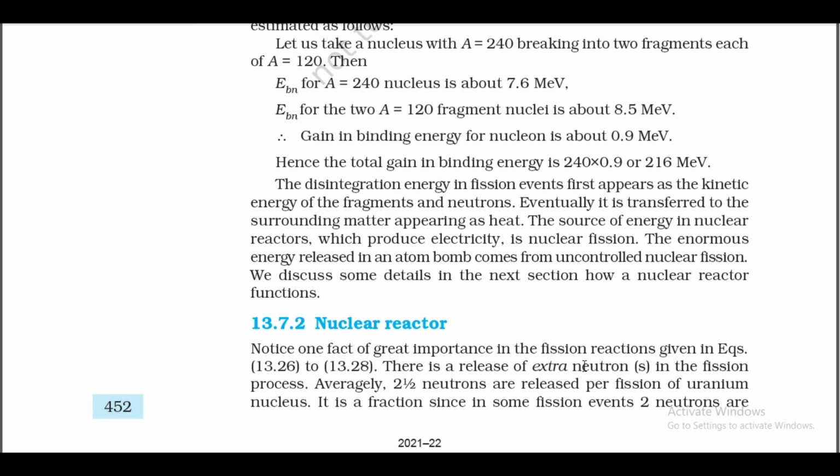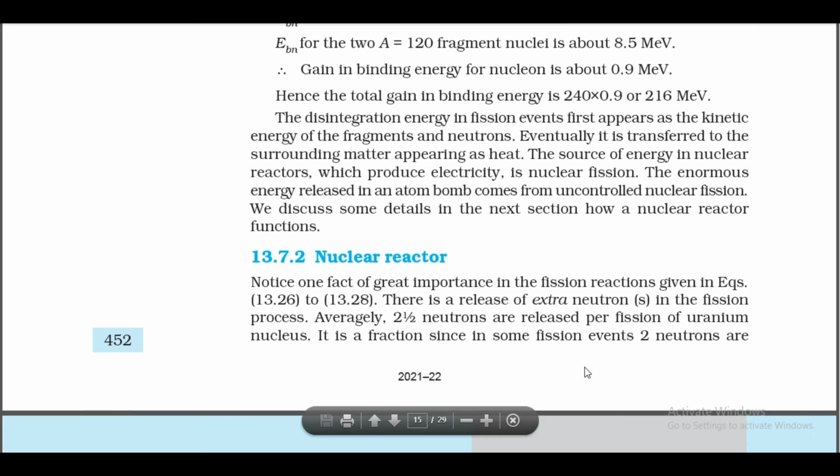The disintegration energy in fission events first appears as the kinetic energy of the fragments and neutrons. Eventually, it is transferred to the surrounding matter, appearing as heat. The source of energy in nuclear reactors which produce electricity is nuclear fission. The enormous energy released in an atom bomb comes from uncontrolled nuclear fission. We discuss some details in the next section how a nuclear reactor functions.